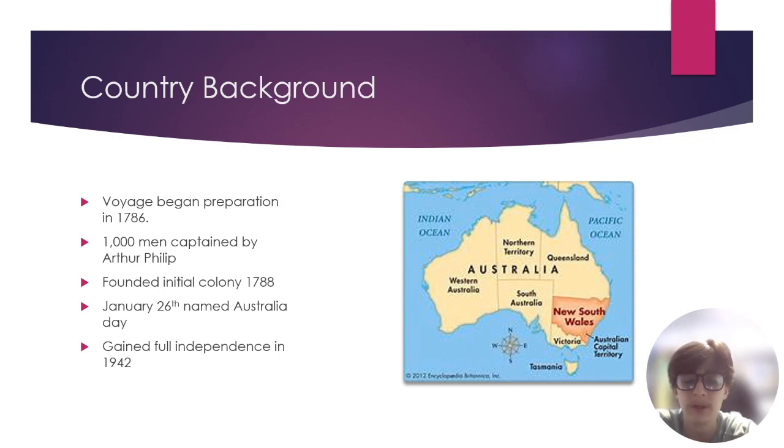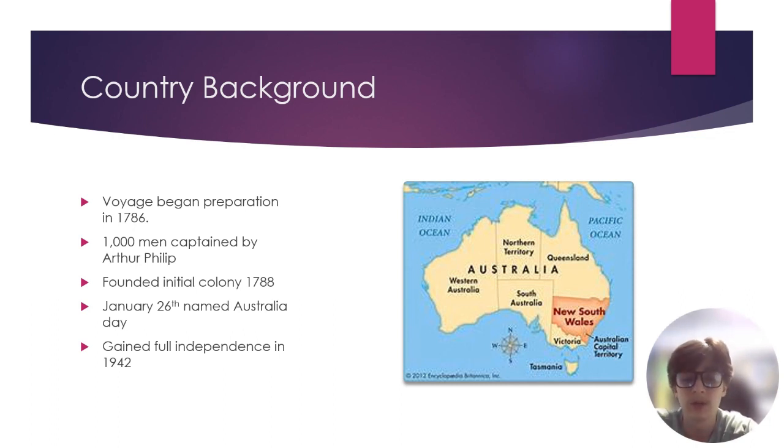He led a fleet of 11 ships with 1,000 men. 700 of these men were convicts who were meant to populate the colony. It took 8 months, during which 30 people died, until they reached the shores of Australia. Finally, on January 26, 1788, they landed and founded the colony of New South Wales, which would grow into Australia.